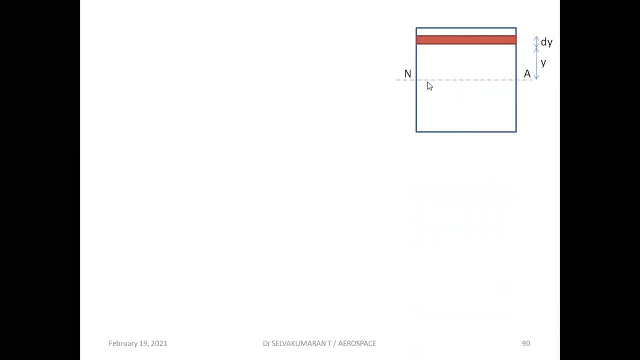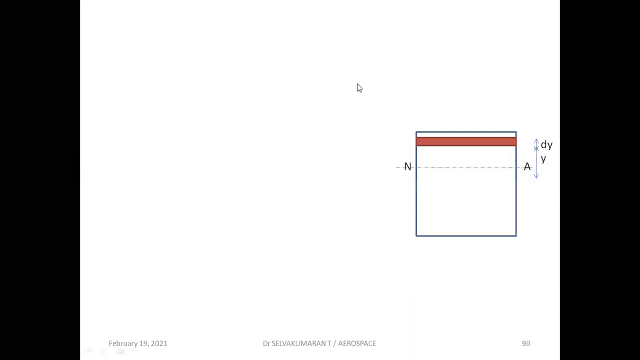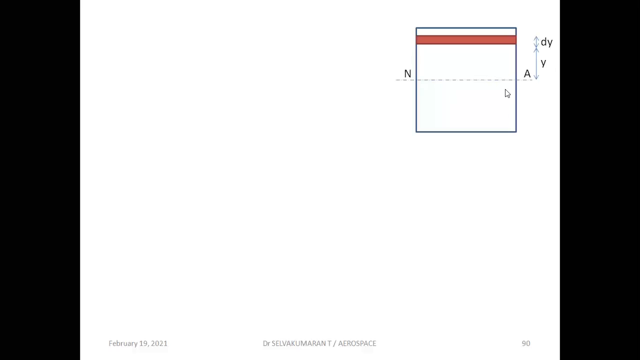So, rectangle section I've taken. I told you in the front view, I call this a neutral layer or neutral plane. When you look at the side view, I call it the neutral axis. At the neutral axis, bending stress is 0. This we need to keep in our mind always. At the neutral axis, bending stress is always 0.